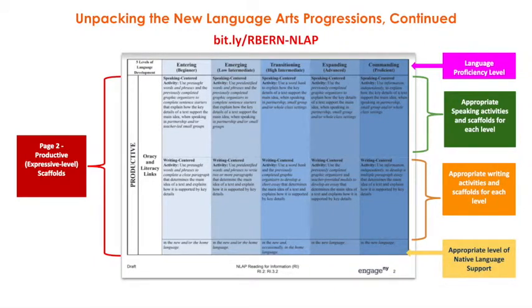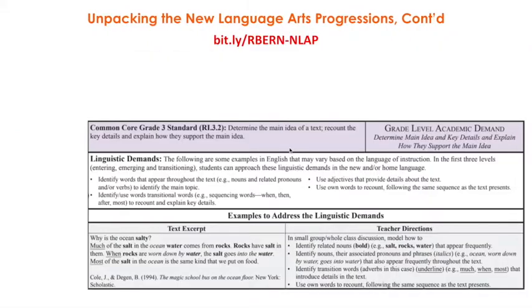Underneath the appropriate writing activities, you will find once again the appropriate level of native language support for each level as they produce speaking and writing. Next, we will examine the last portion of the NLAP document for Standard Reading for Information Point 2. Every standard document is organized into the two portions we just reviewed and this remaining portion, which I believe to be the most effective portion of the document to begin using as you first start incorporating the new language arts progressions into your instructional planning.